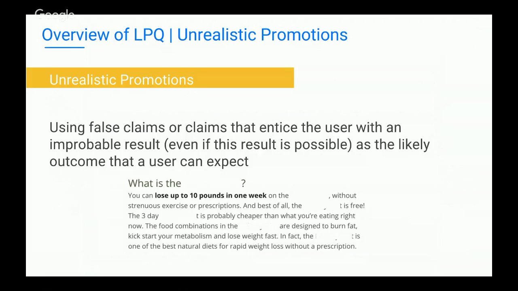So using false claims or claims to entice the user with an improbable result. An example would be like, lose 10 pounds in 5 days. Grow your hair in hours. So things that are a little improbable. Even if it may work, you still need to put a claim there because it may not work the same for everybody. So unrealistic promotions, it's not as hard as everyone thinks it is. We just need to make sure that your site abides by all our policies.